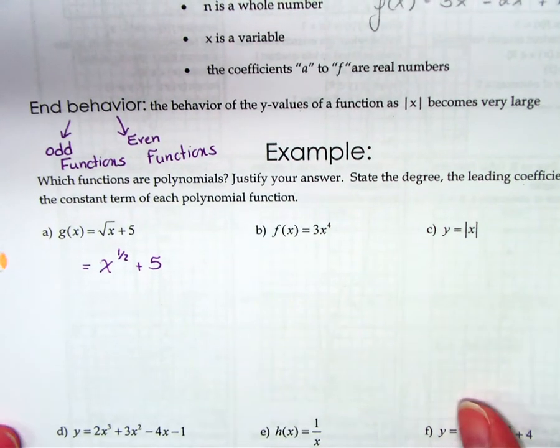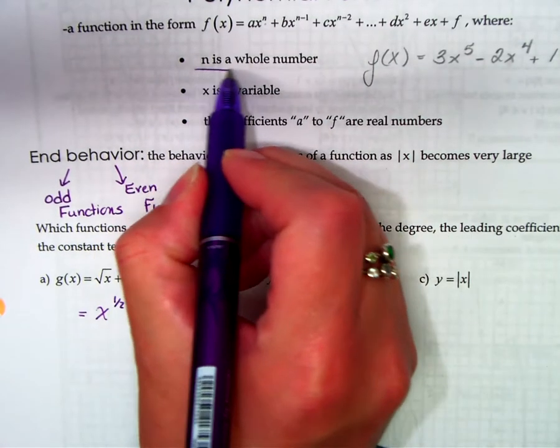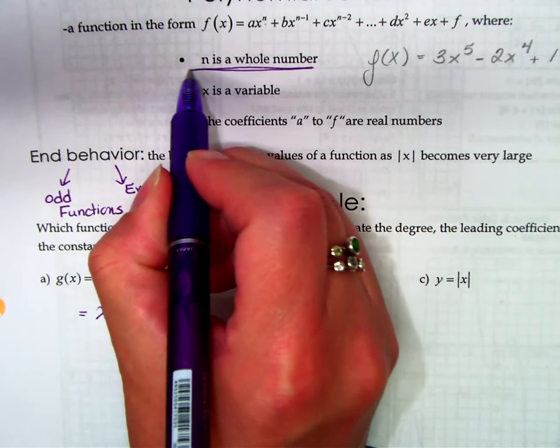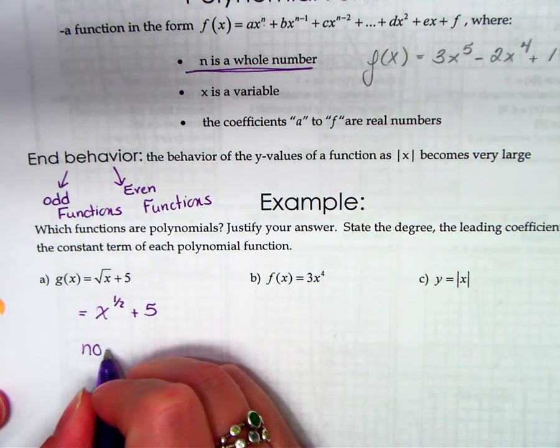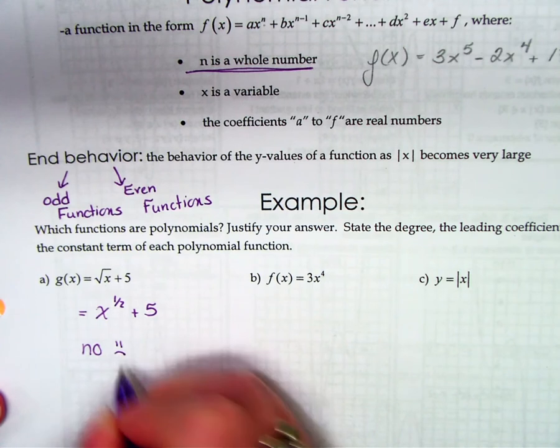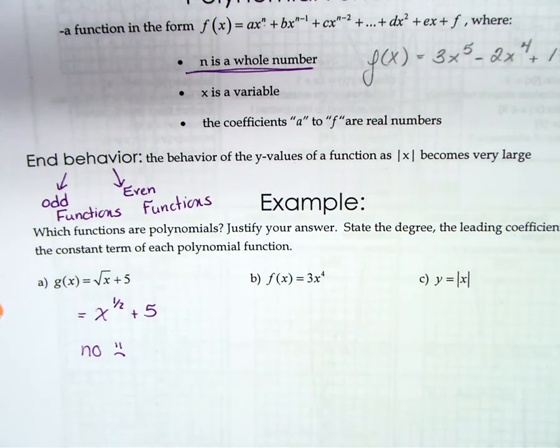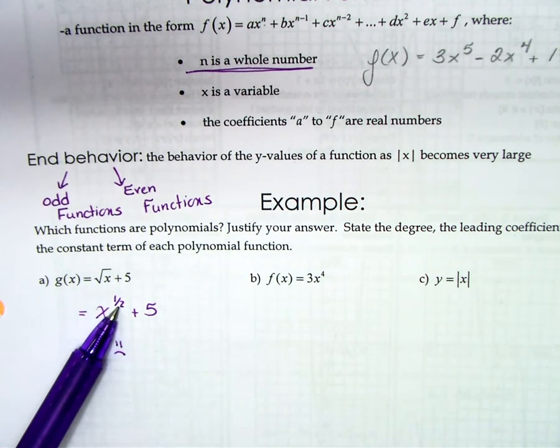So we're going back up here. What does it have to be? It has to be a whole number to be classified as a polynomial function. So it's no. And why is it not? Because that's not a whole number.